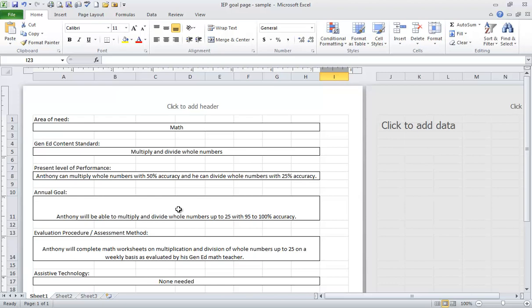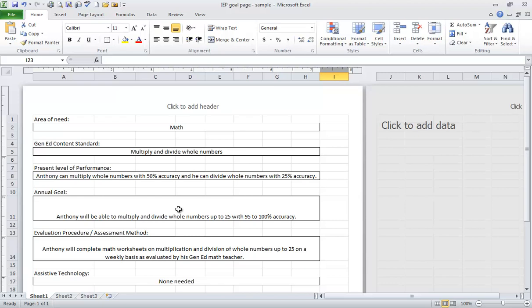IEPs are not written based on a school academic calendar, but rather a full annual goal for 12 months. So my goal is that Anthony will be able to multiply and divide whole numbers up to 25 with 95 to 100% accuracy. Your annual goal needs to be a SMART goal. It should be specific. So again, I've identified how high in the number scale and to what level of proficiency. It should be measurable. This one's fairly straightforward, but sometimes life skills can be a challenging thing to measure, so make sure your goal is written in a way that it can be measurable.